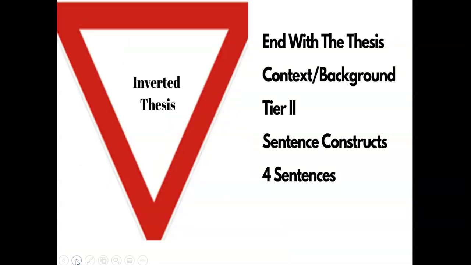So in the inverted model, this is how we tackle it. So you end with the thesis. The first 3 sentences are going to answer the question, what is the authorial intent? And that's where you get into the context and background. Another way of asking that question is, what is the universal theme of The Black Snake? So you take 3 sentences to do that, and just get a little bit of context and background of the poem without getting plot heavy on it.